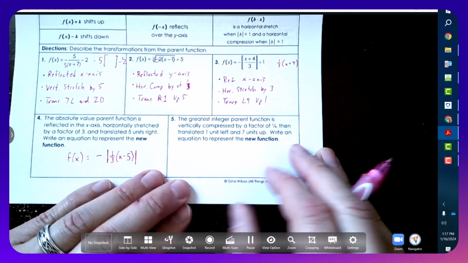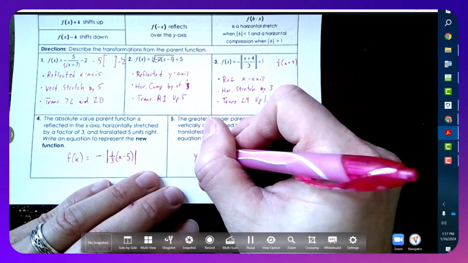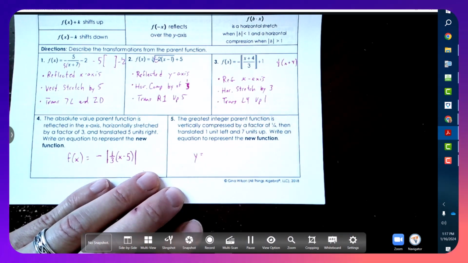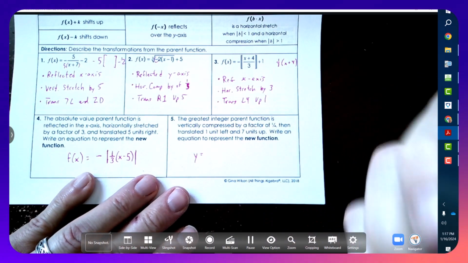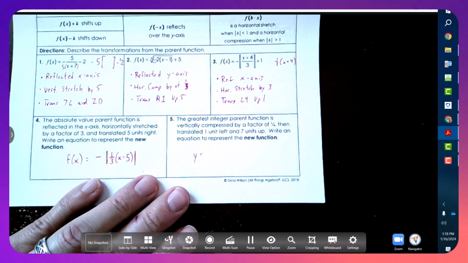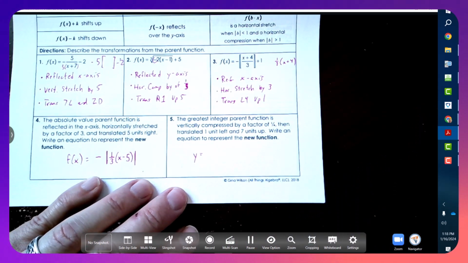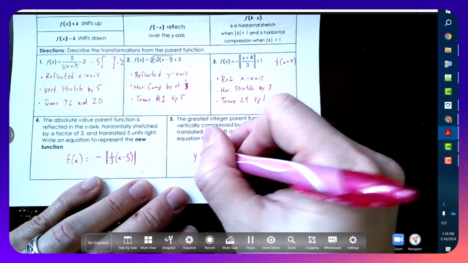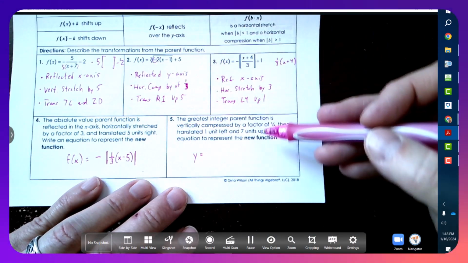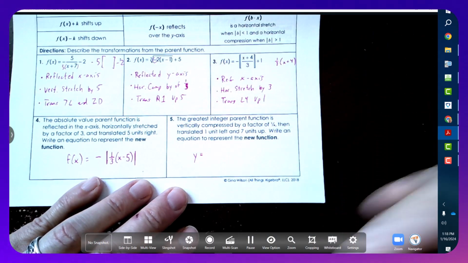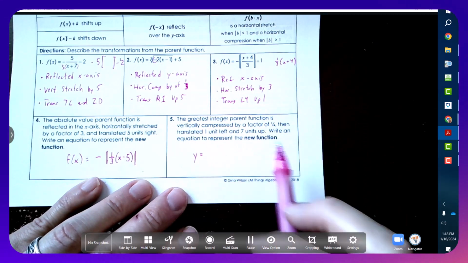This right here is a greatest integer function. Notice that we're not doing a lot of math, but this is a really powerful tool for when we need to model data and we see our data looks a certain way. If we know these parent functions, we can basically choose our model appropriately and make really good predictions.